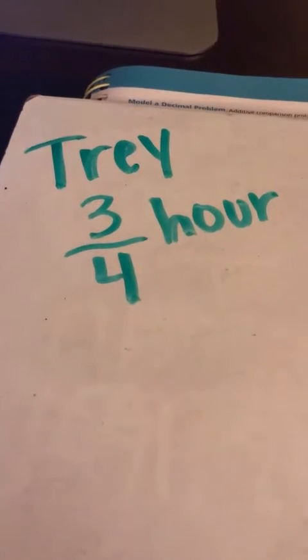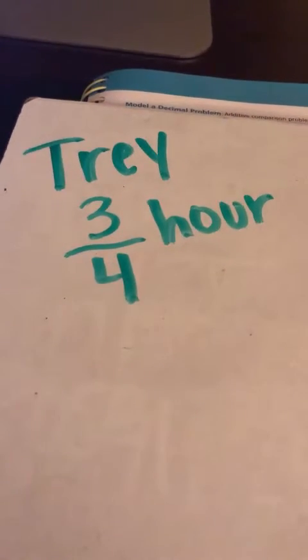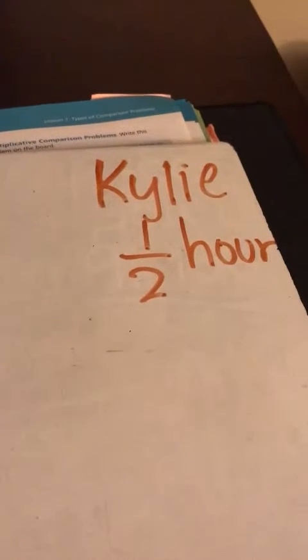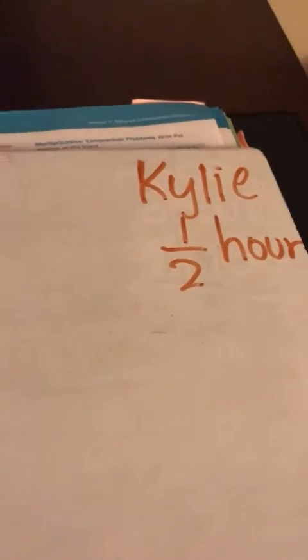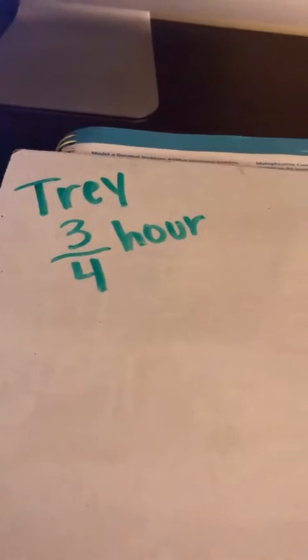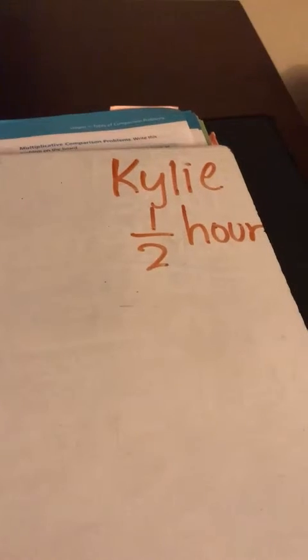Okay, so here again we have Trey. He spent 3/4 of an hour doing homework, and Kylie spent half of an hour doing homework. Okay, so if you think of a comparison here, which person did more homework? Is 3/4 or 1/2 hour a bigger number?